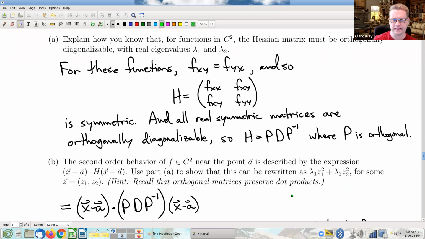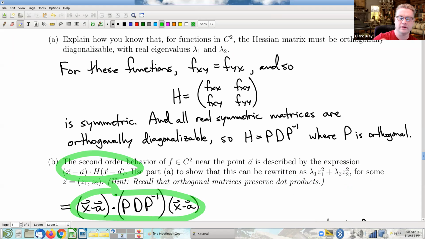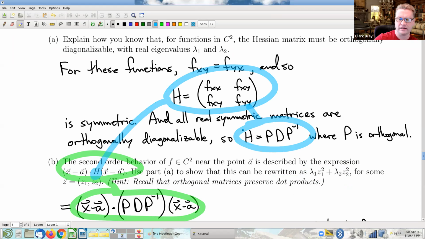All right. Well, again, slowly and carefully. This expression, don't forget H is diagonalizable. That's what it means to be diagonalizable. It's conjugate to a diagonal matrix, D.